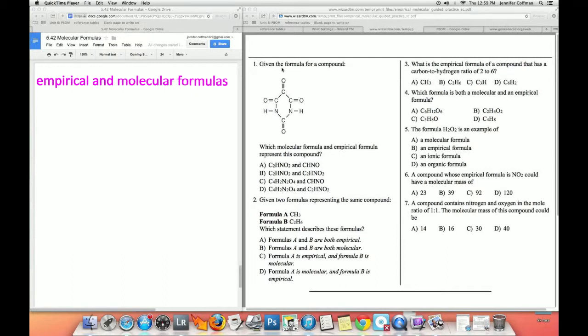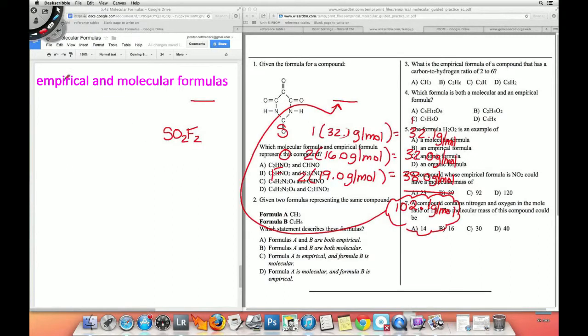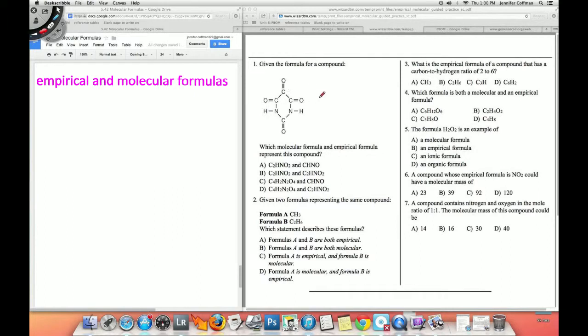It says, given the formula for a compound. This is a structural formula. Let's see, I gotta pull up a pen here. That's from the last program. Let's get rid of that. Okay, so this is a structural formula. It's actually showing you the structure, and it's asking you which molecular formula and empirical formula represent this compound.